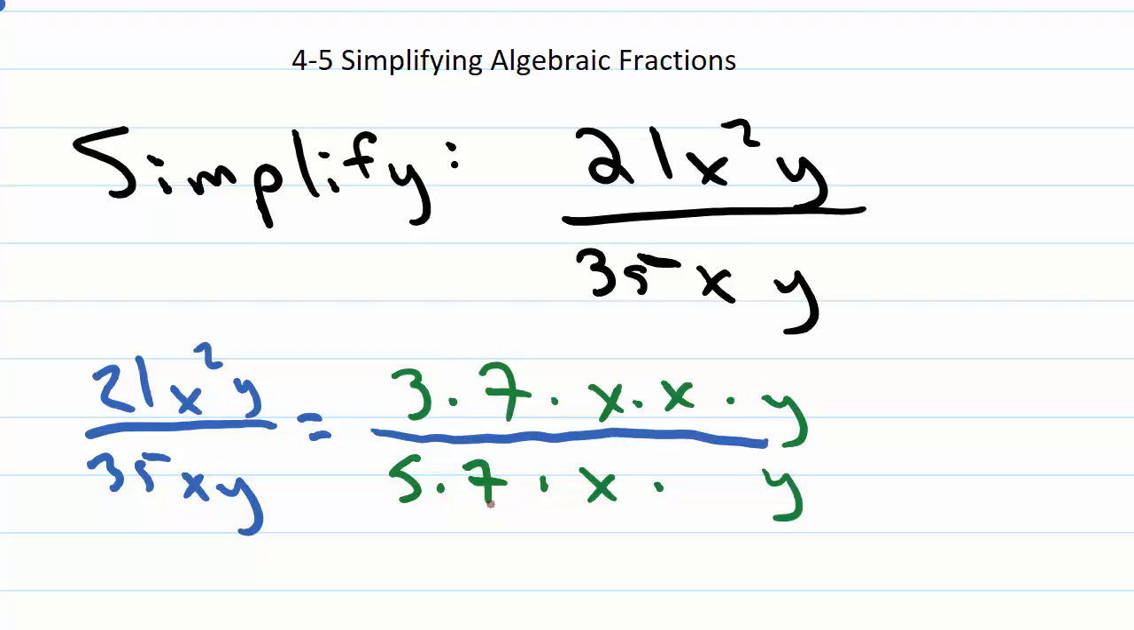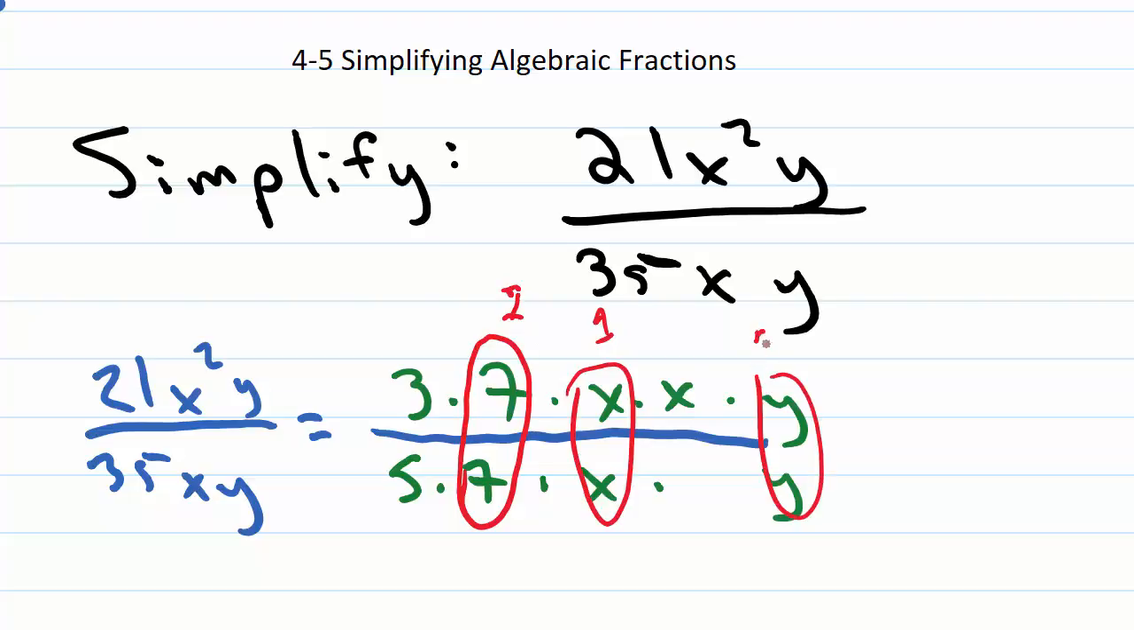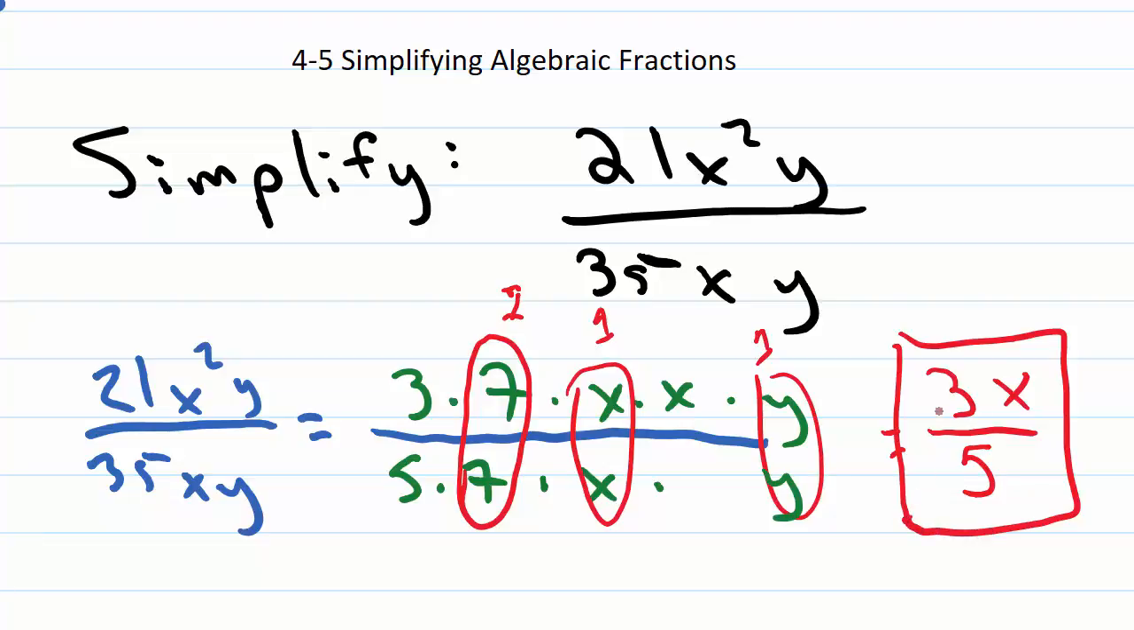On the top and the bottom, anything over itself equals 1. So there's a factor of 1, there's a factor of 1, and there's a factor of 1. So what I'm left with is, on the top, factors 3 and x, so I'll multiply those back together, 3x, and on the bottom I'm left with 5 times just factors of 1, which is 5. So 21x squared y over 35xy in simplest form, or reduces down to, is 3x over 5.